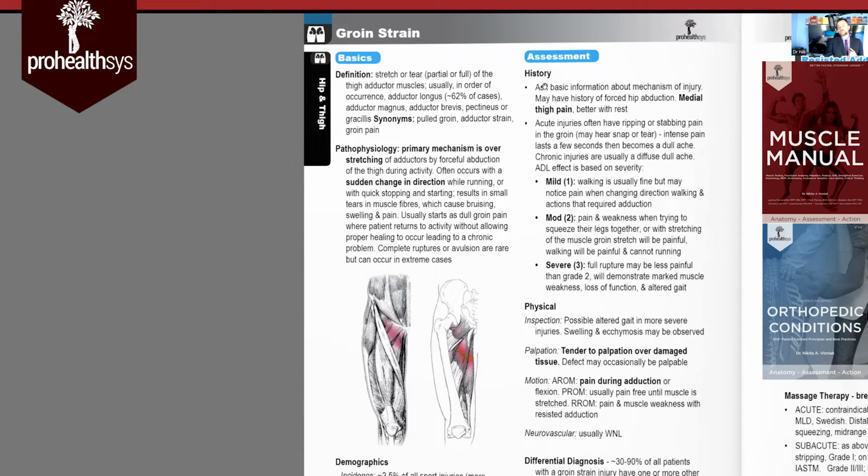So history in your assessment, you're looking at medial thigh pain, and they can usually pinpoint it. They can put a finger right on it and say, yeah, it hurts right here. In severe cases, you might actually even be able to palpate the actual defect in the muscle.